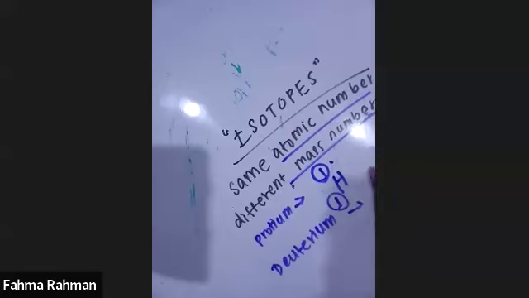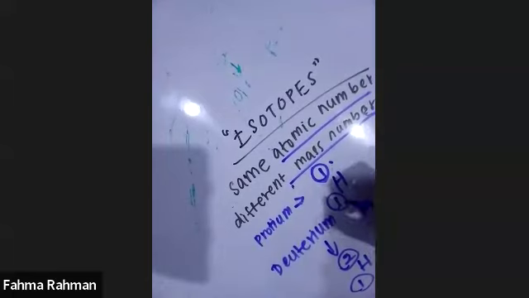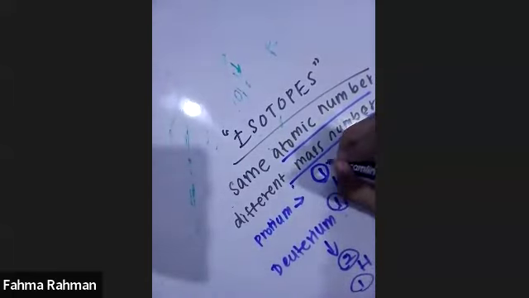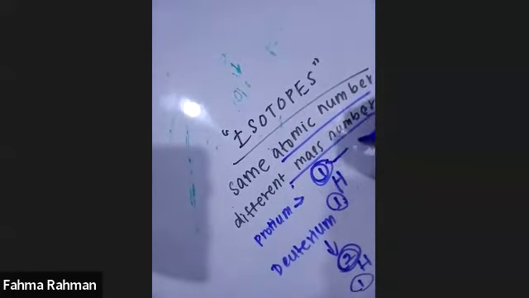If you take deuterium, let me draw it down since you all can't see. Hydrogen, 2, 1. This is the mass number, and this is the atomic number. So here there is 1 proton. This is the mass number. Here there are 0 neutrons.